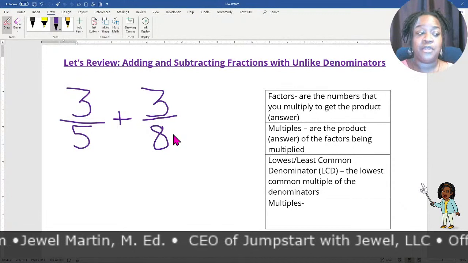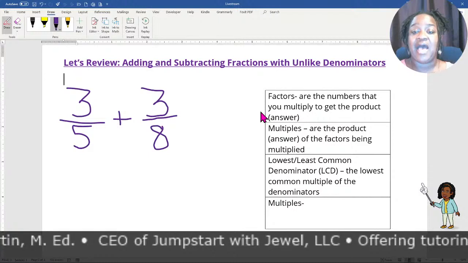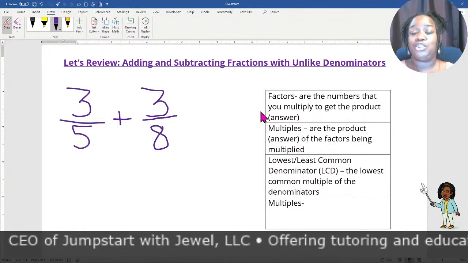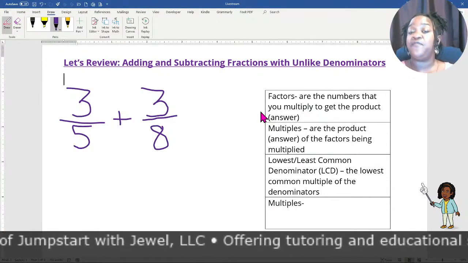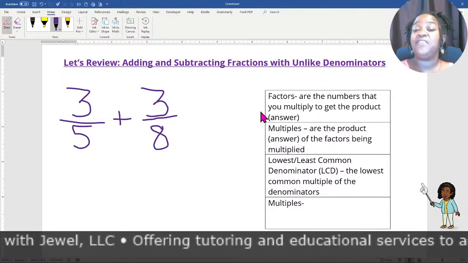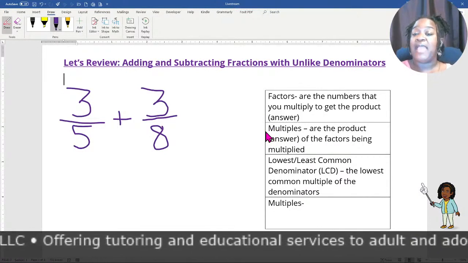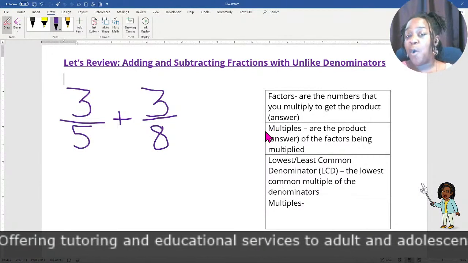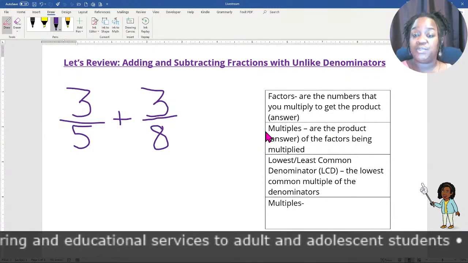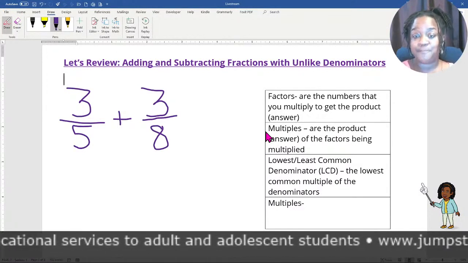When we're talking about factors, they are the numbers that you multiply together to get the product. So for instance, 2 times 4. 2 and 4 are the factors. 2 times 4 equals 8. 8 is the answer, also known as the product. If you've ever done an assignment and it says find the product, they're talking about multiplication. In multiplication, the answer is known as the product.